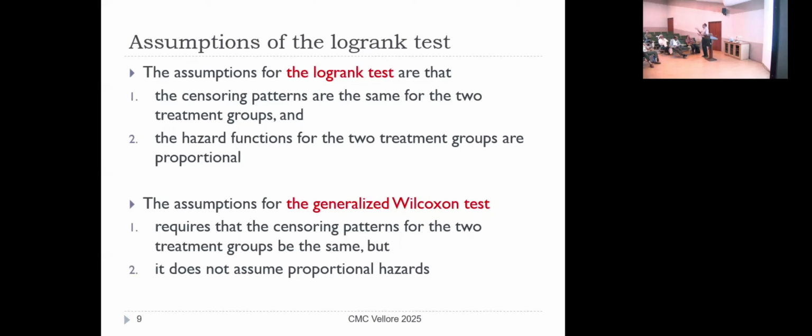And so therefore we are choosing to analyze this way. But if you don't say it, you can't do it. That's the only main thing. But both of them require that the censoring patterns for the two treatment groups be the same.